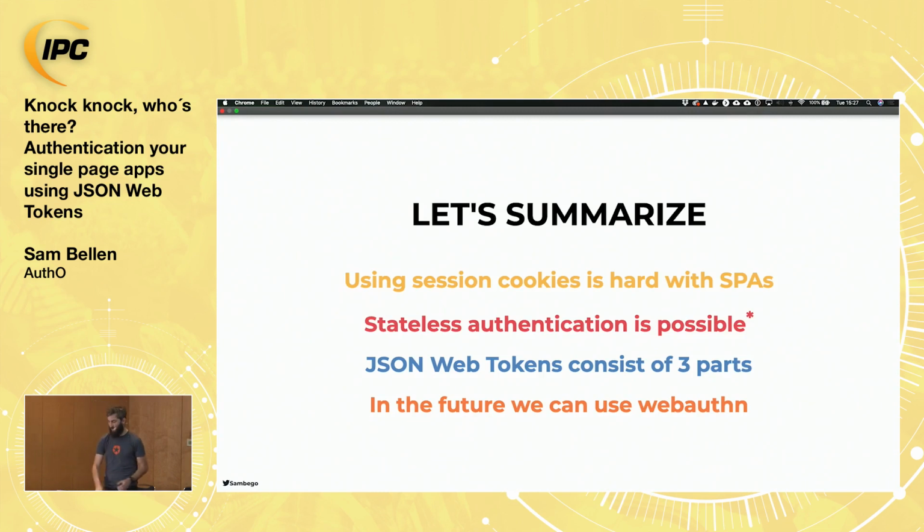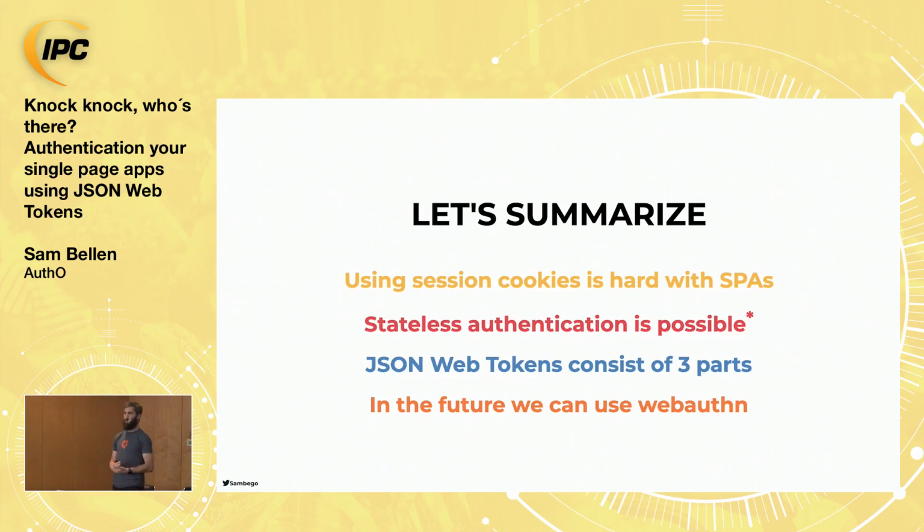So let's summarize. Using session cookies is hard with single-page applications, mostly because we consume a lot of different APIs with different origins, and our application might run on a different origin as well. So using cookies is a bit harder when you do stuff like this. Stateless authentication is possible, asterisk, because of blacklist, whitelist, and session cookies, which you do use for silent authentication. JSON Web Tokens consist of three parts: the header, the payload, and the signature. And in the future, we can use WebAuthn to maybe get rid of passwords, which I hope it will.